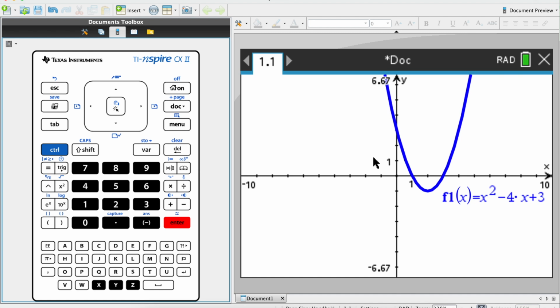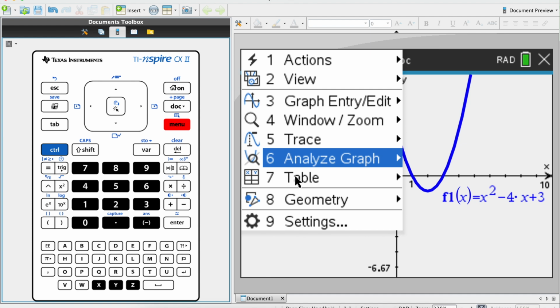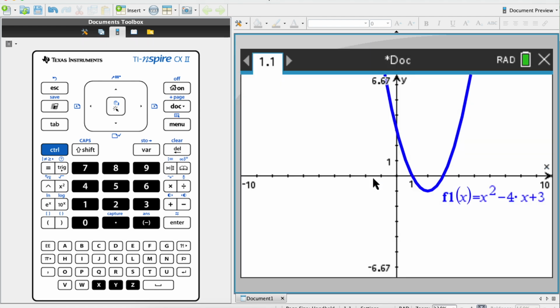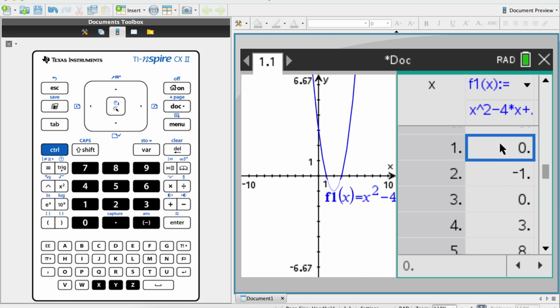Now, what you're looking for are these values here. Remember, the solution, when you're solving, it means the zeros, the x-intercepts, the roots. So that's the mentality that you want to take when you're doing this. There's 2 ways that you can get the answer. The first way is you can hit menu, and you can add a table, and you can see the values. So what you're looking for is when y is 0. So automatically I can see that my solutions are 1 and 3.